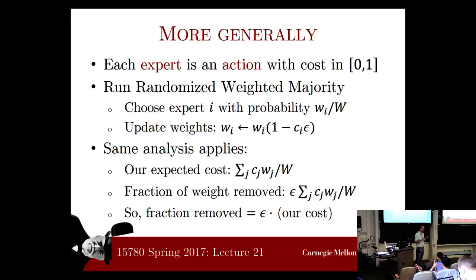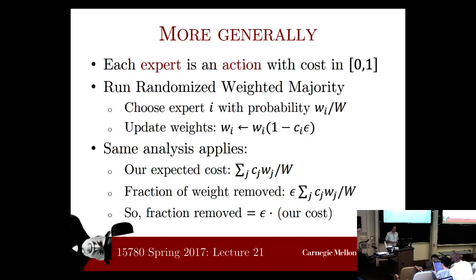Here it's not that there are only two choices, so we can't do the same thing as before, but we can take that interpretation and say we'll choose expert i with probability its weight divided by the total weight right now. Then we'll update the weights in a way that depends on the cost. Before, the cost was either 0, you don't lose weight, or 1, you lose an epsilon fraction. Now the fraction you lose depends on your cost times epsilon. If your cost is 0, you don't lose anything. If your cost is 1, you lose an epsilon fraction. But if it's 1/2, you lose an epsilon over 2 fraction. I think that's a very natural way to generalize what we just did to this more general setting.